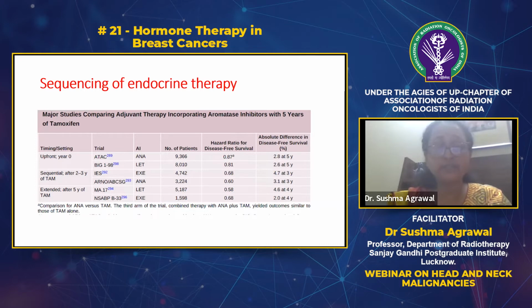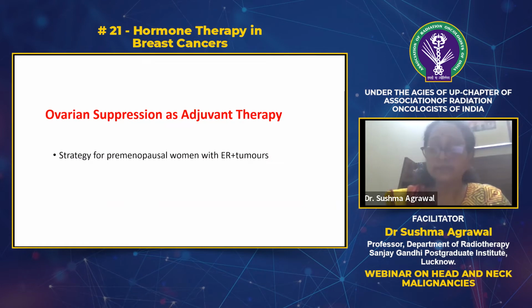Now I will deal with the sequencing more in the later slides. Basically, this is just to tell you that there are so many types of sequential therapies which are given, and all of them are okay. Now, after having dealt with the two methods, the third is ovarian suppression. And this strategy is only to be used for premenopausal women and in ER-positive tumors. Now, there are two methods of ovarian suppression. One is GnRH analogs, and the other is oophorectomy.